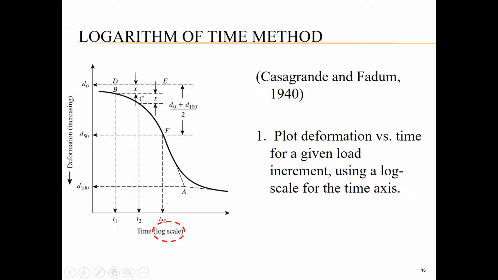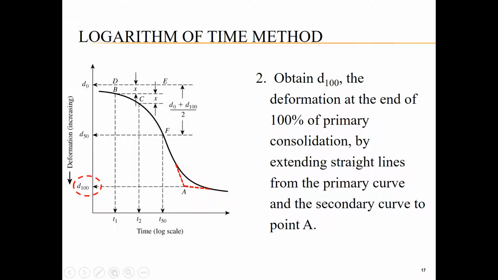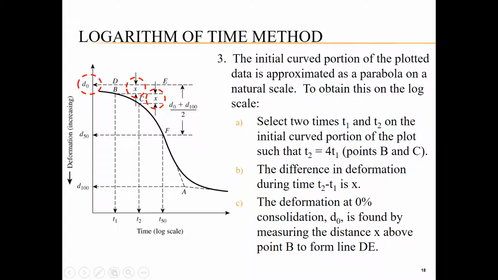To determine CV, we need several steps. Step 1, plot deformation versus time. You have this shape. Step 2, determine D100, the end of primary consolidation. You have a large slope and a small slope. You extend those two slopes and have an intersection at A. At this intersection, you draw a horizontal line that gives you D100. That's the second step.